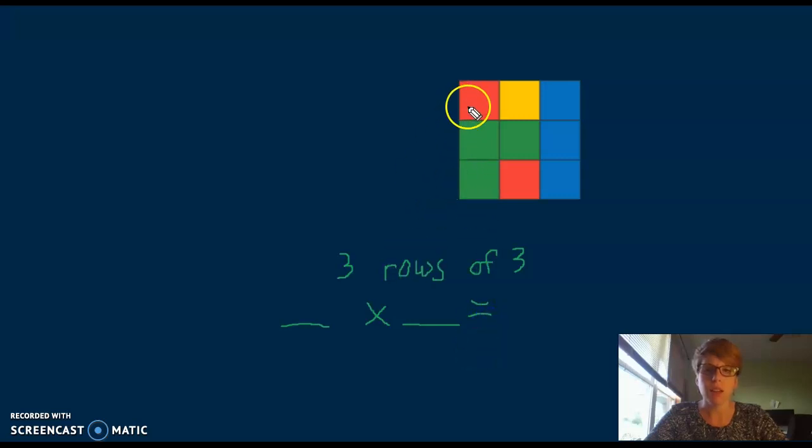Well, I see 3 rows. 1, 2, and 3. So 3 times, how many are in each row? 1, 2, 3. So 3 times 3 equals, how many are there all together? Well, let's count by 3's and count them. 3, 6, 9. 3 times 3 equals 9. Good job. Go ahead and clear your space. We'll talk again in a moment.